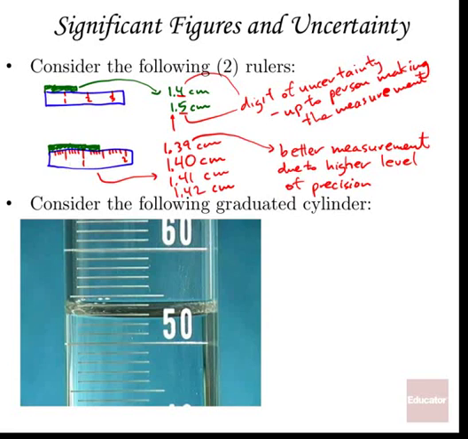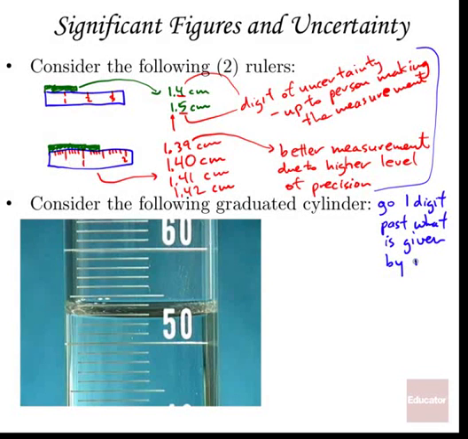And the rule of thumb is the following. How many digits do you record in a measurement? You're always going to go one digit past whatever is given to you, or whatever the limit is on the ruler or instrument.